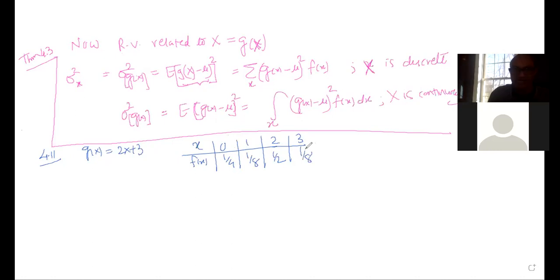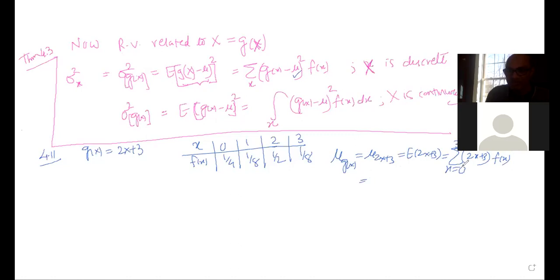And we need to find the variance of g of x. First of all, let me find nu of g of x, because we require this nu value here. Look at here, we require this nu. So nu is equal to nu of 2x plus 3. That is equal to the expected value of 2x plus 3, and that is equal to summation of 2x plus 3 times f of x, where x is equal to 0, 1, 2, and 3.